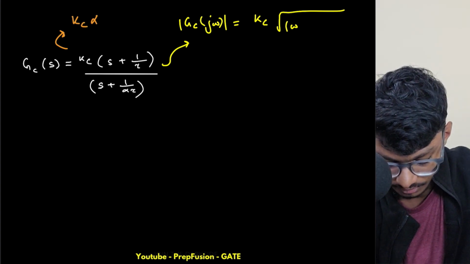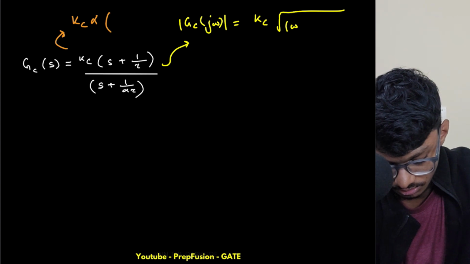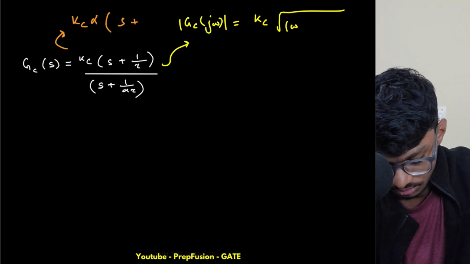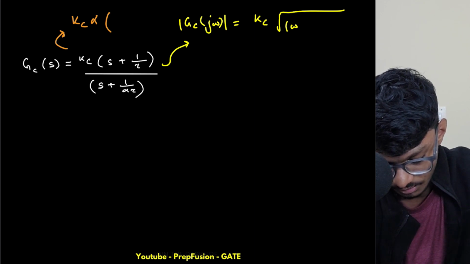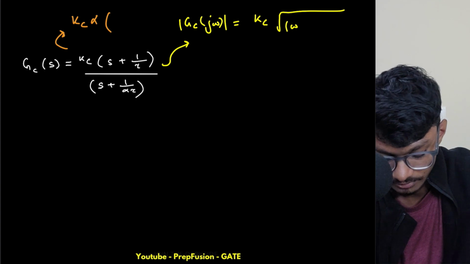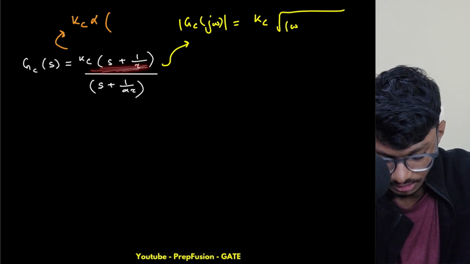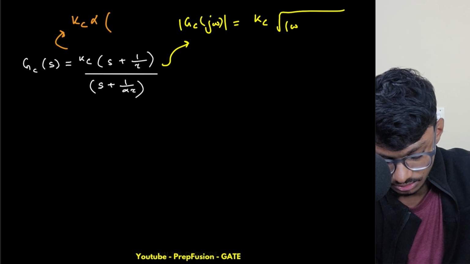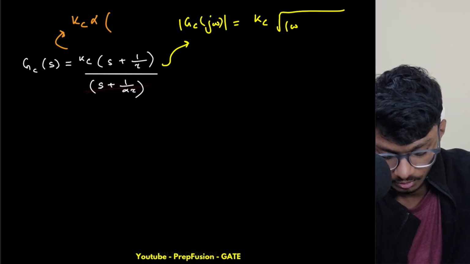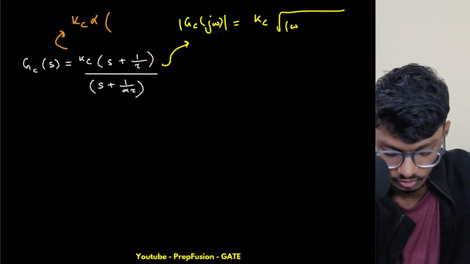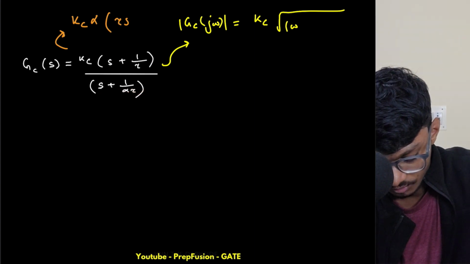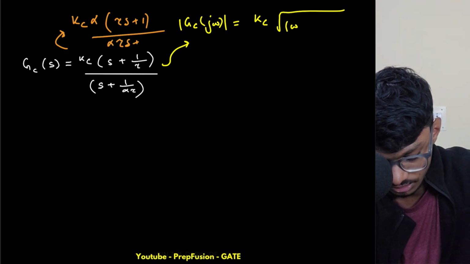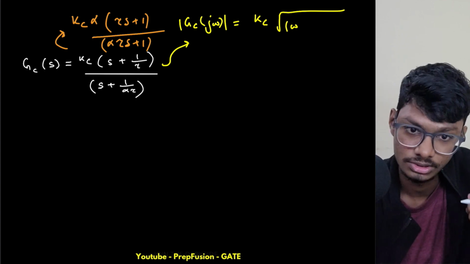So this will be Kc alpha, and sorry, I'm taking tau common and multiplying alpha tau. I'm taking a common denominator: the common denominator is tau over here and alpha tau over here. So this will become tau s plus 1, and this will become alpha tau s plus 1. Okay, so this is what this is.